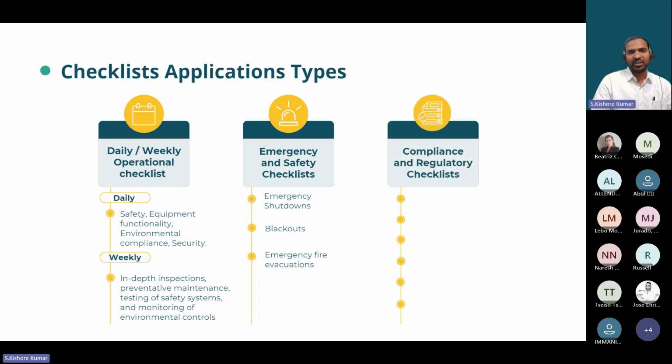And the next one is a compliance and regulatory checklist. It ensures that businesses, factories, and organizations follow industry-specific rules, laws, and best practices. These checklists help companies avoid legal penalties, improve workplace safety, and maintain operational integrity. For example, licensing, permits, labor laws, environmental compliance, factory and safety compliance, and others.